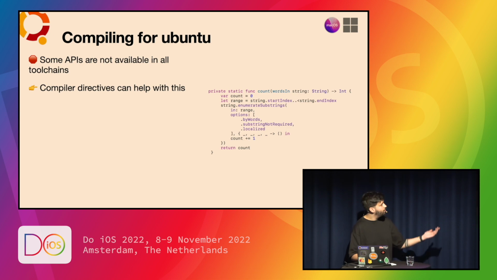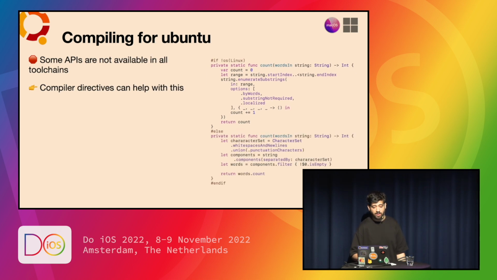So this is the code that I used to count the words in a string. What it does is it uses the enumerate substrings method from string, and it uses the bywords option. Now, for some reason, bywords is only available in the Apple ecosystem. It's not available outside of it. So what I had to do is provide an alternative implementation. So what I did was, if the OS is not Linux, then provide a slightly different implementation using character sets. It's not ideal because it doesn't account for certain languages, but it did the job. If anyone has a better approach that I can do, then yeah, please let me know.